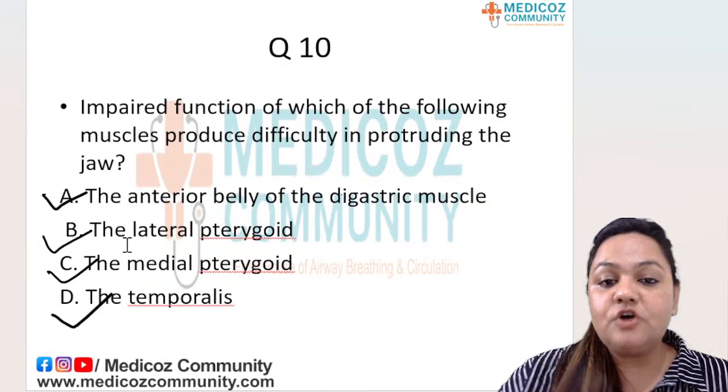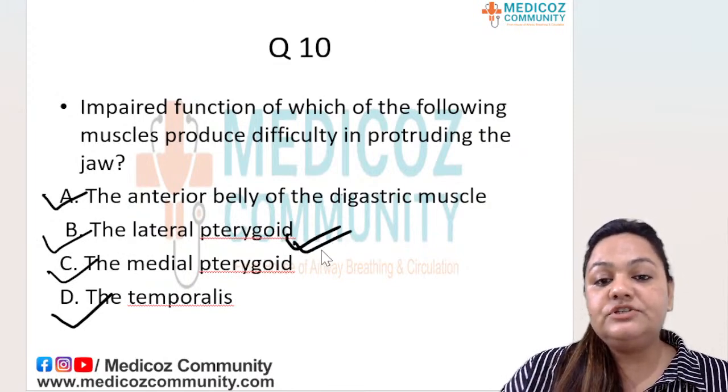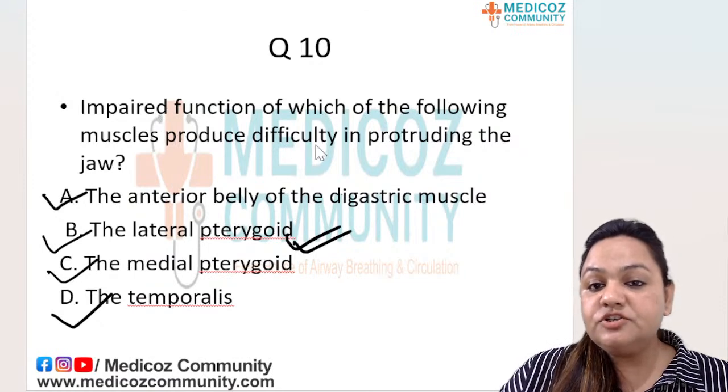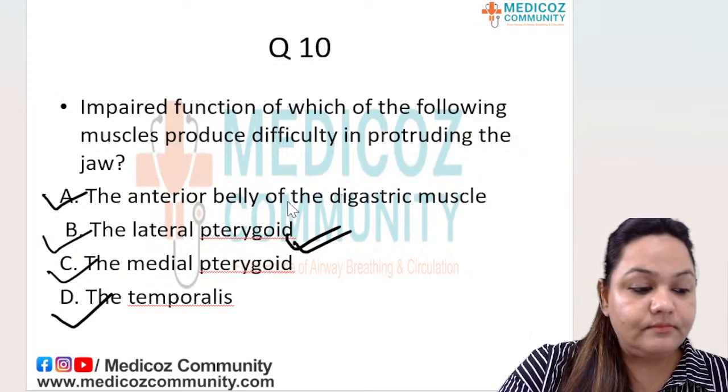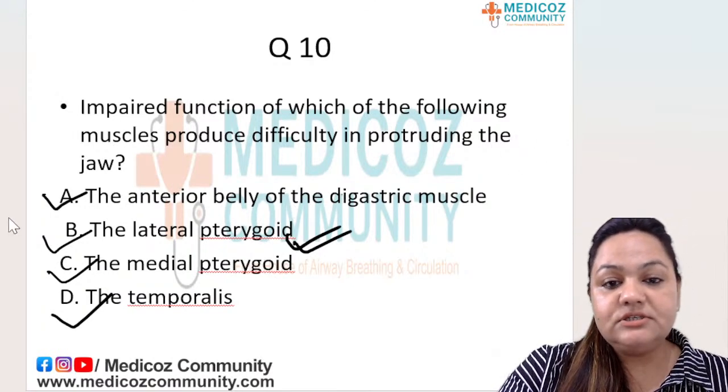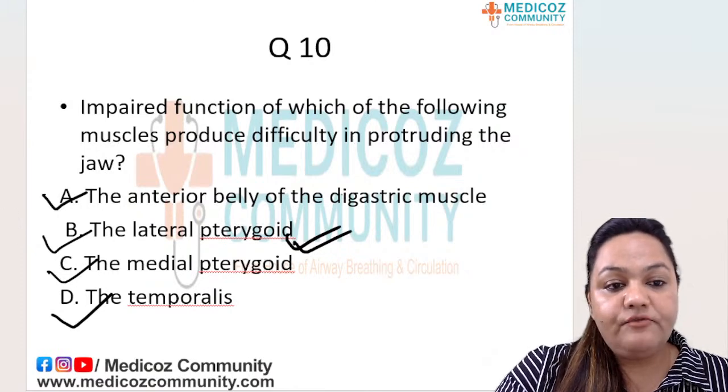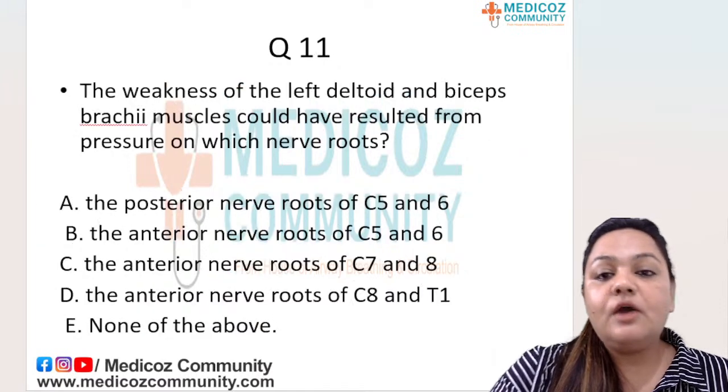So the answer is option B, which is the lateral pterygoid muscle. If there is impaired function of the lateral pterygoid muscle, there will be difficulty in protruding the jaw. So this is the answer here. Now we have another question. Yeah, question number 11.